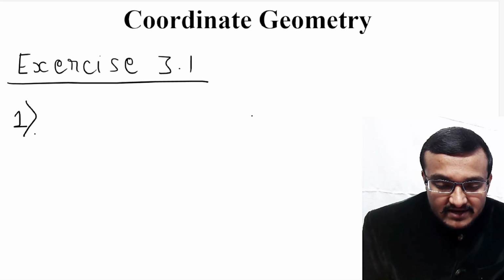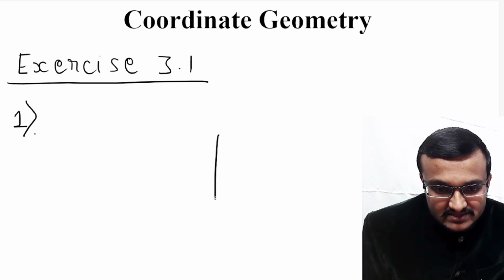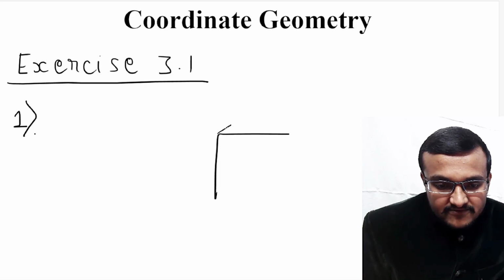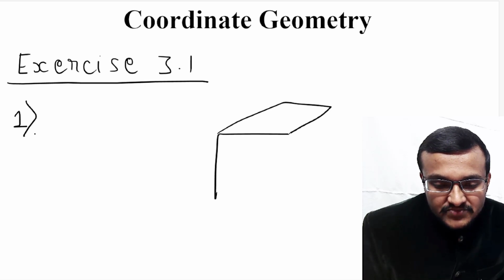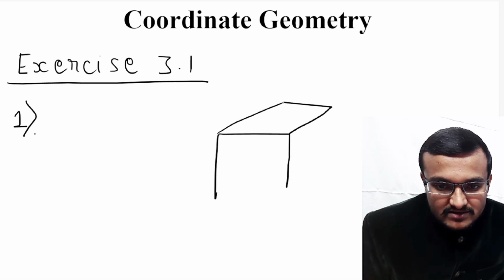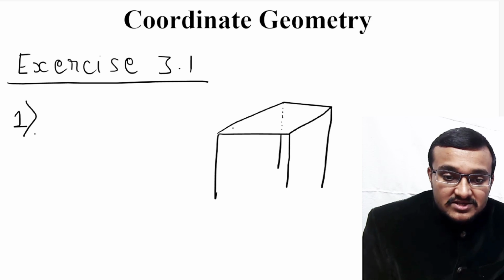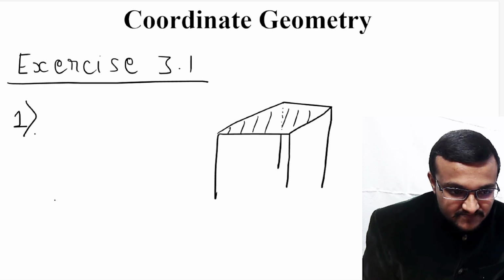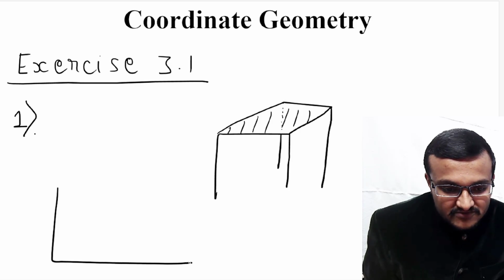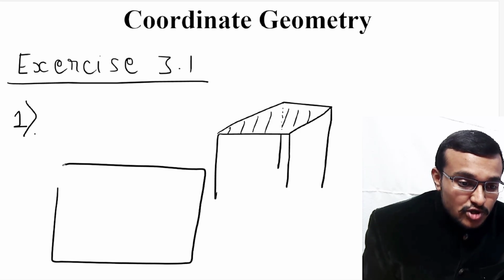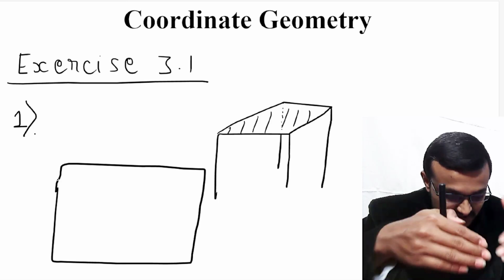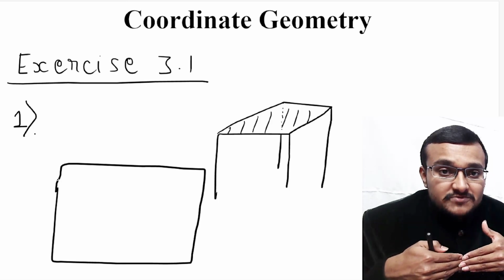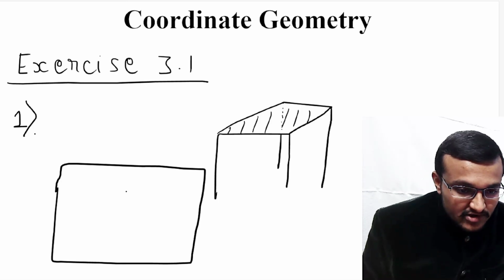Now let's say you have a table like this. I'm trying to draw a three-dimensional image of the table. So if there is a table like this, the top surface, I'll write one more time like this. So the top surface of the table, if you look from the top position, how the top surface of the table looks like, I have drawn here.